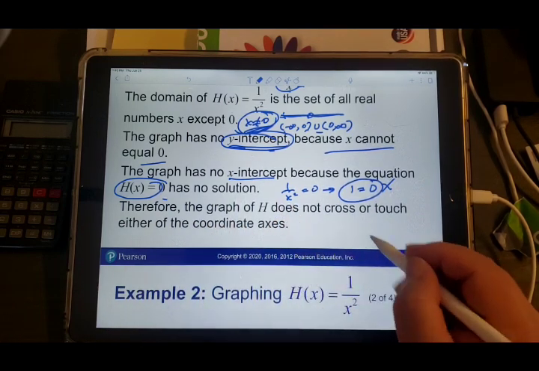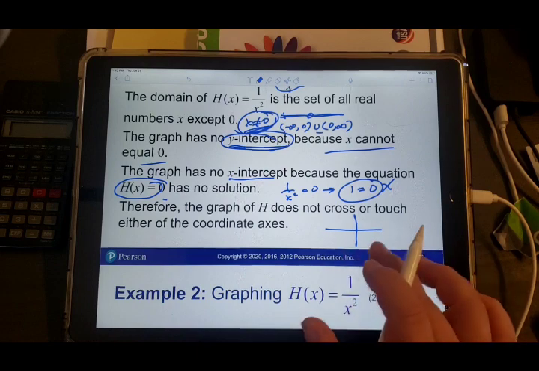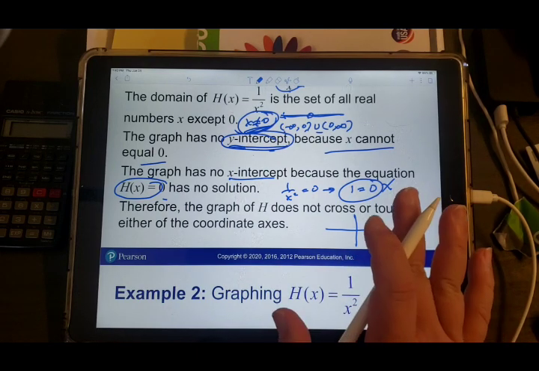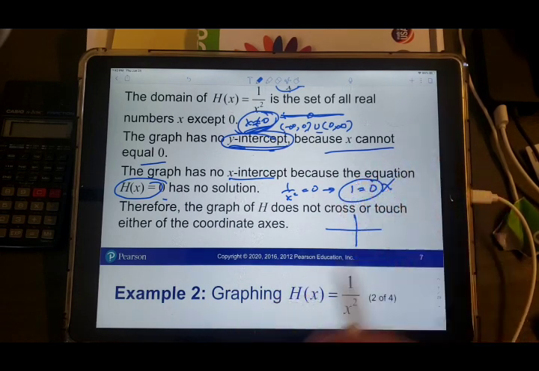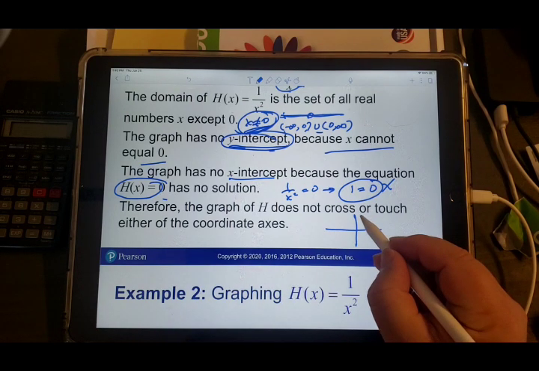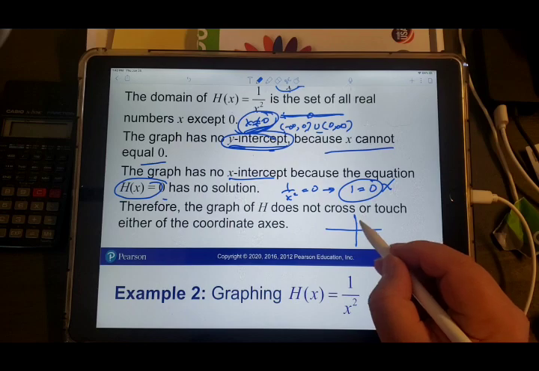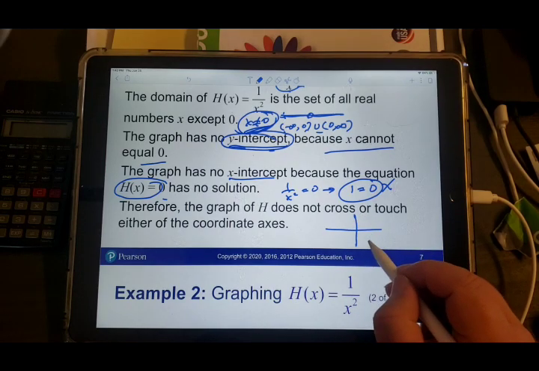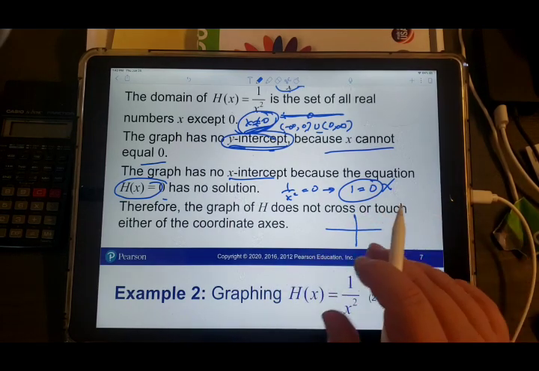So what's our conclusion? If you have a function with no x-intercept, it's still going to be a function, meaning it's going to pass the vertical line test and maybe a few other things, but it can't cross the x or y axis or touch. Sorry, no intercepts.